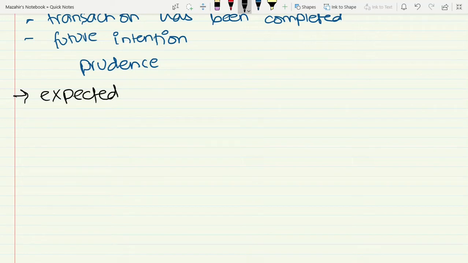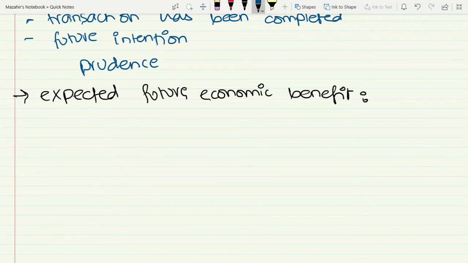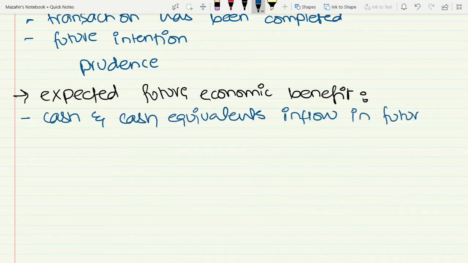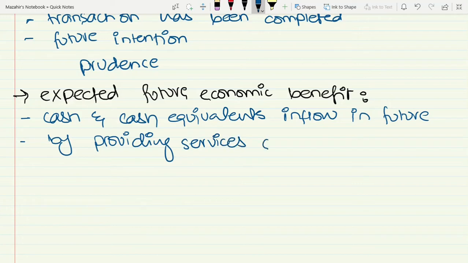expected future economic benefit. By this part of the definition, we mean that an asset is capable of providing economic benefits in the form of cash inflows or cash equivalent inflows in the future. By using an asset for producing goods or providing services, we will get revenue from the customers, and that will contribute to the inflow or the economic benefit of our entity.